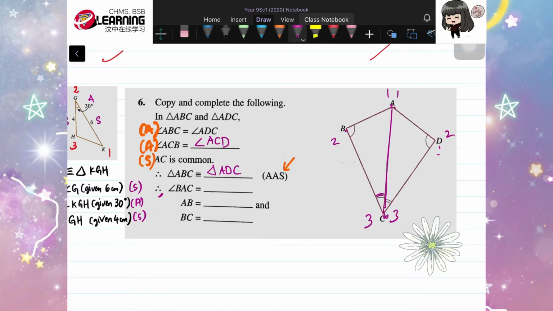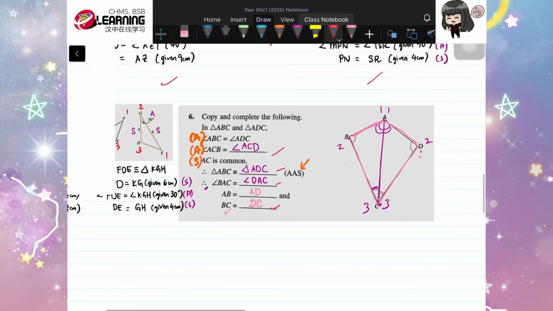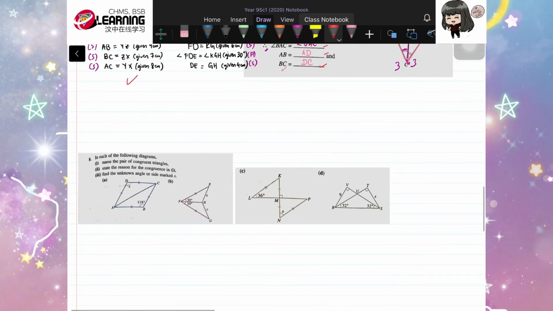Since they are AAS, they are congruent, therefore the angle BAC will be the same as the angle in the triangle on the other side, so angle DAC. And AB is the same as AD, and BC equals DC. Okay, so tick. That's for question number 6.